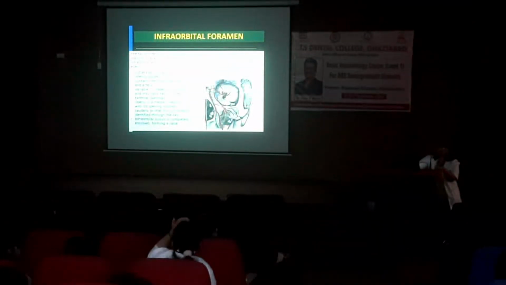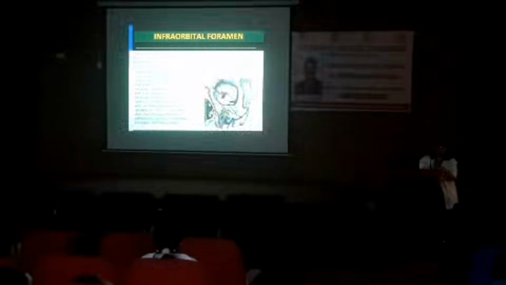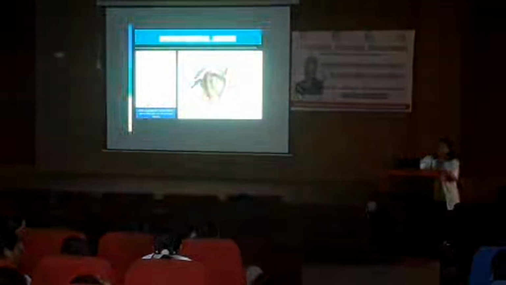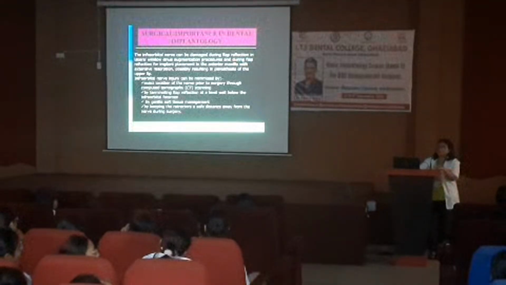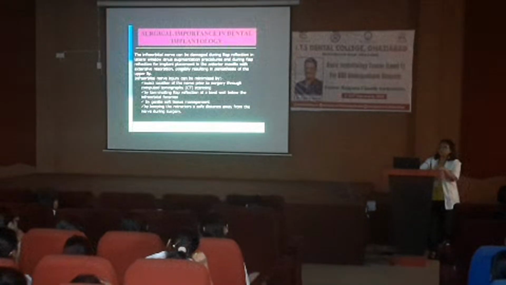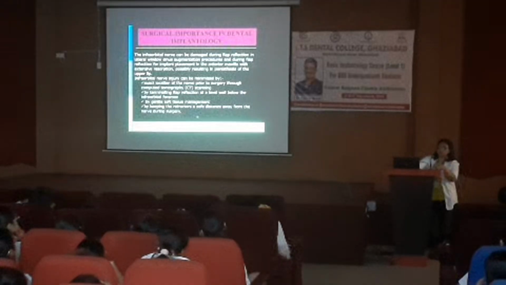Then there is your infraorbital foramen. Again, while planning your incision, you have to be very careful. Incision while doing your lateral window, dorsal nasal, and infraorbital nerves and vessels. So, hematoma. The area that it supplies, you all know. Surgical importance: during flap reflection, it can be damaged. So you have to manage the tissues gently, and you have to retract. Use tissue retractors so that you can visualize.